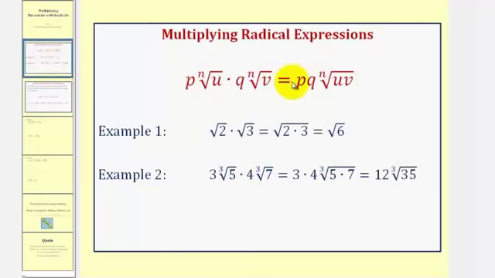We now know how to multiply radicals with the same index. We multiply the factors outside the radicals together. In this case, we'd have p times q. Then multiply the radicands together, which would be the terms underneath the radicals. In this case, we'd have u times v. And then we try to simplify the result.